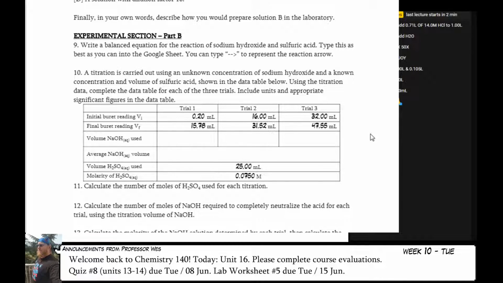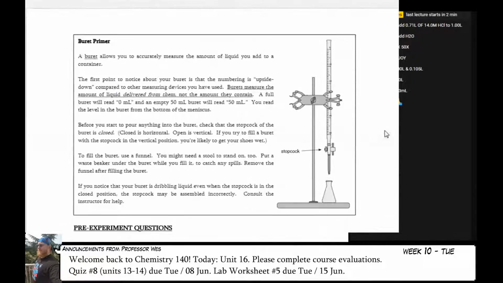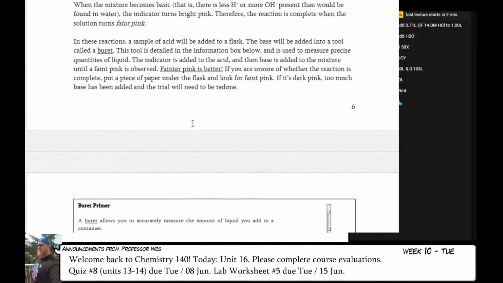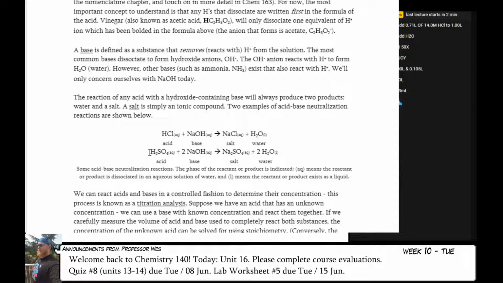because the H and the OH react. And we talk about that a little bit up here in the conversation for what a titration is, what a burette is, and so on and so forth. Oh, there's the reaction right there. So this is the reaction that we're doing.